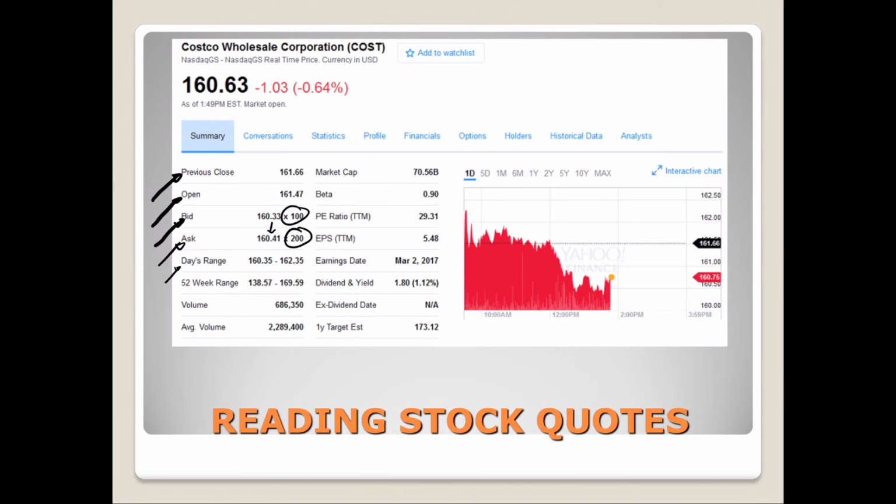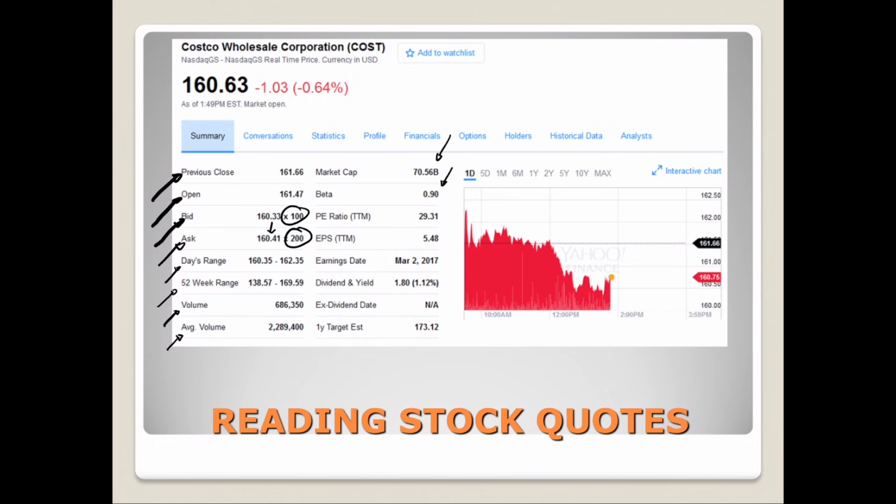You can see what the day's range is on that particular stock, what their range has been in the past year. These are the number of shares being traded today. Their average volume per day is over 2 million shares being traded. Market capitalization is the total market capital of the company, so the number of shares outstanding multiplied by the share price is what gives you your market capitalization. It is essentially the market value of the company. So when we say maximizing shareholders' wealth, it's essentially maximizing the market capitalization. That's what the market values this company at: $70.56 billion.